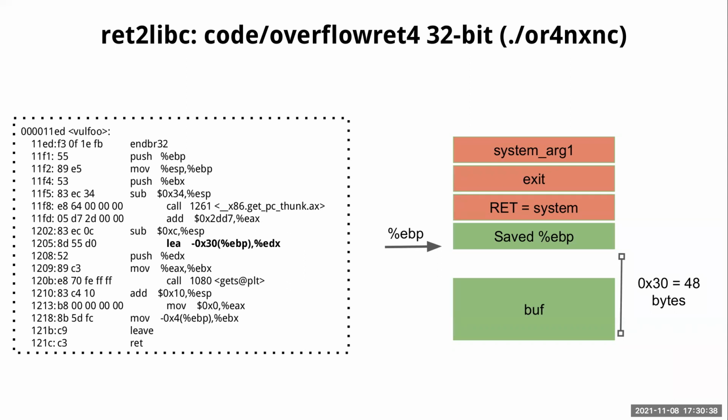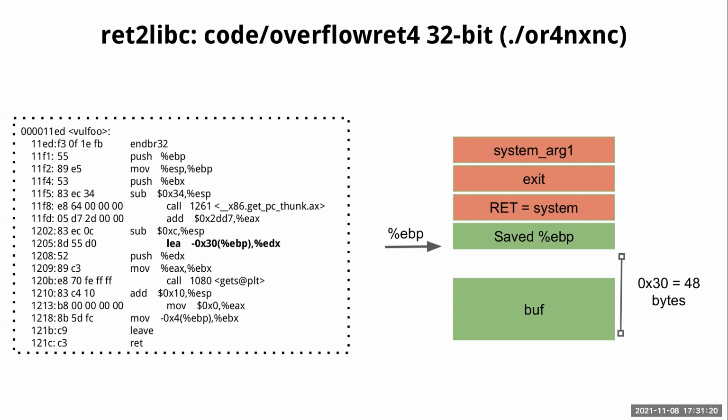In this program, we have a buffer. From the disassembly, we can see the buffer size is 30 in hex, which is 48 bytes. Then after that, we have the saved EBP, 4 bytes. On top of that, we have the return address. So in 32-bit, what we do is overwrite that return address with the libc function system. Then 8 bytes higher than that, we put the system function's argument, which is the address of the string sh.